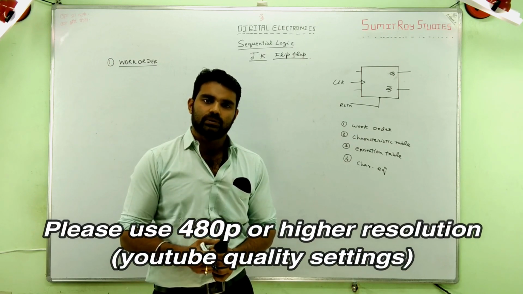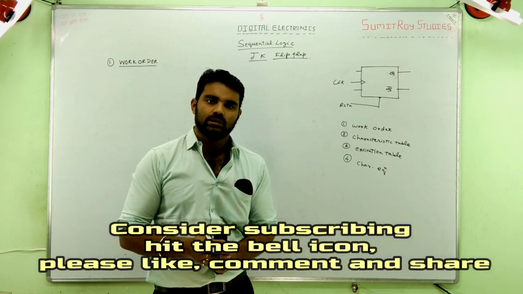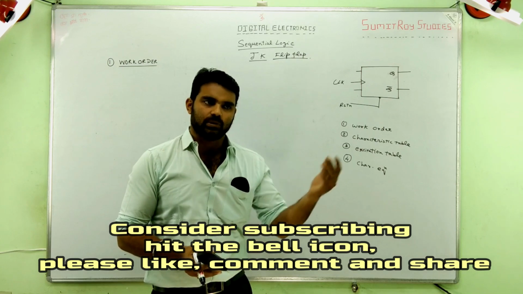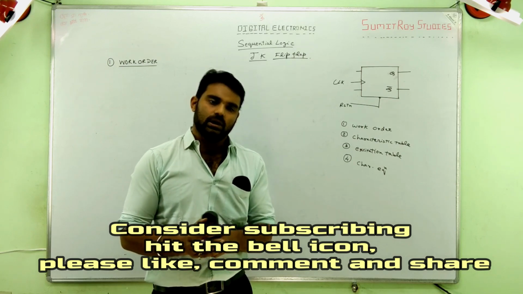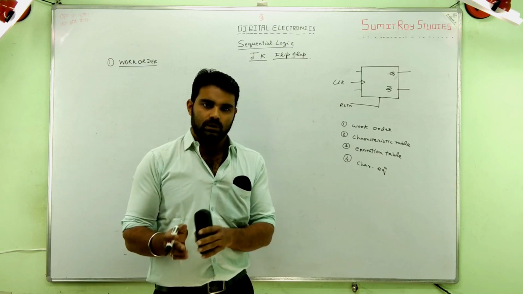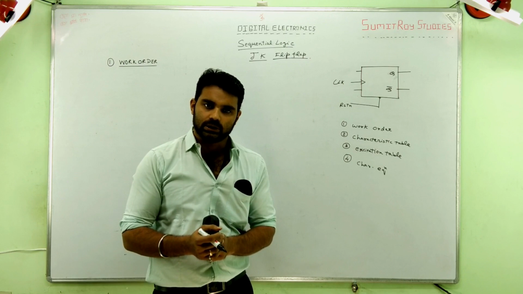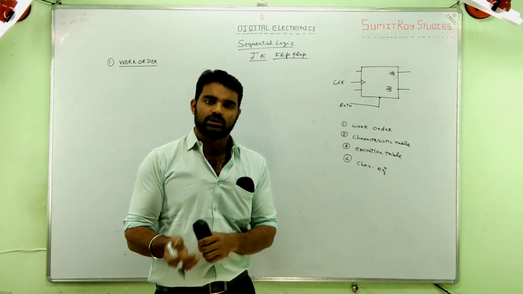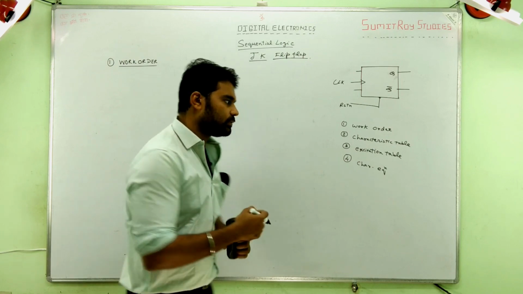So in JK flip-flop that problem has been rectified, and only to an extent, because that will lead to another problem. We'll discuss it later. During 1-1 at the input J and K, the output will be toggled. It will be 0 to 1 and 1 to 0. So let us begin with the JK flip-flop.